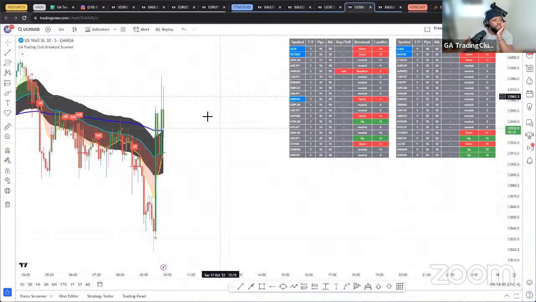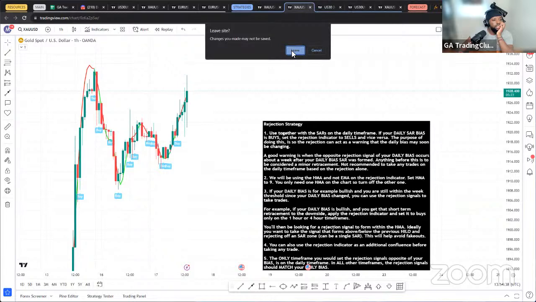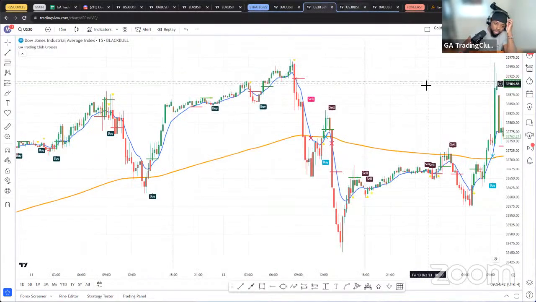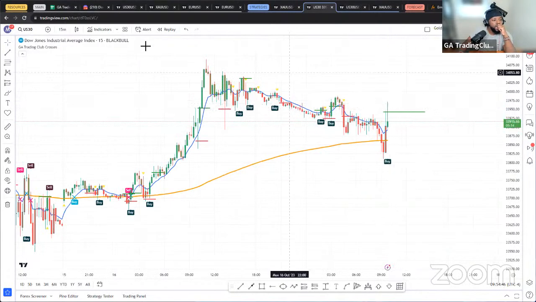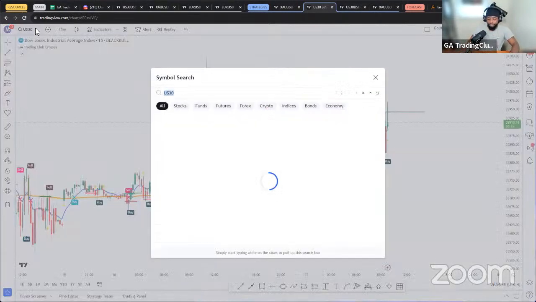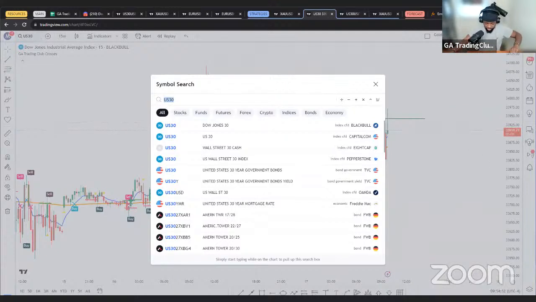I just wanted to see the breakout scanner. Nothing. It's the crosses indicator. I thought today would get some nice setups, but it just might come back later.